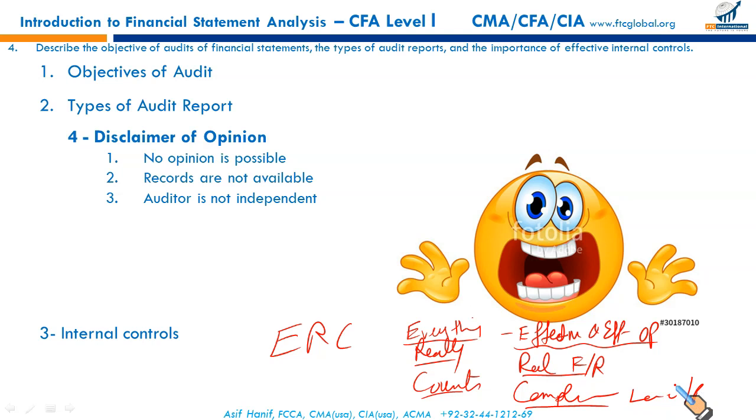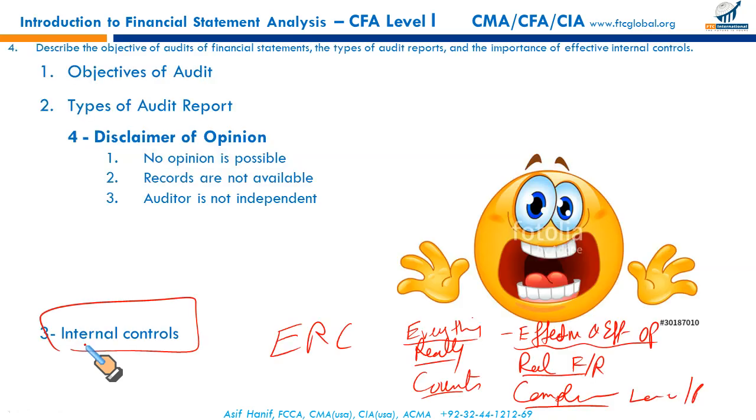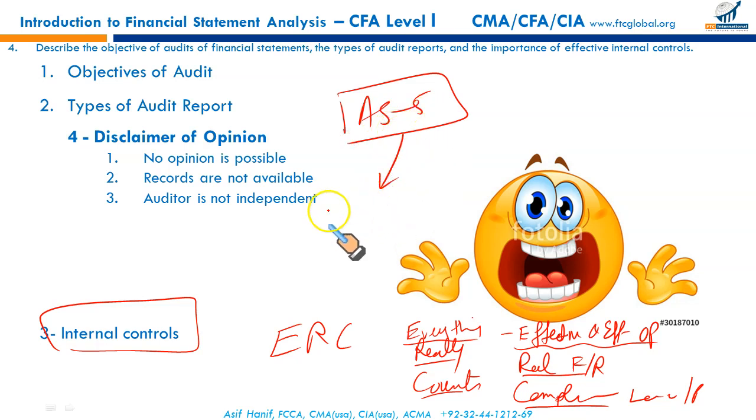It is the responsibility of the management to devise the system of internal control. Auditor will report on the system of internal controls as well. Remember, please remember, under AS5, this is the auditing standard 5. You don't need to know that. So specifically related to CPA and CMA. AS5, under this standard, an auditor is required to conduct two engagements simultaneously. One, the financial statement audit, and also the audit of internal controls.